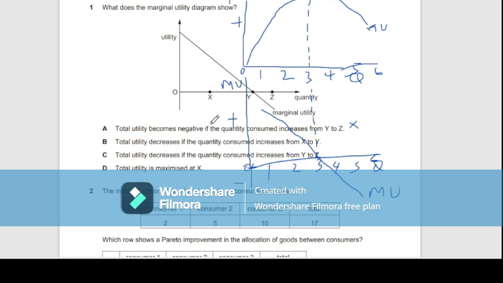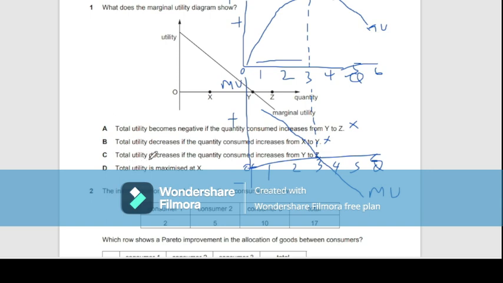Total utility decreases if the quantity consumed increases from X to Y. Let's check. When quantity consumed increases from X to Y, that is this region here. So total utility is increasing. However, the choice is saying total utility decreases if the quantity consumed increases from X to Y. Therefore, that choice is wrong.